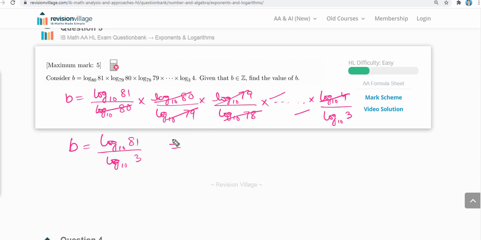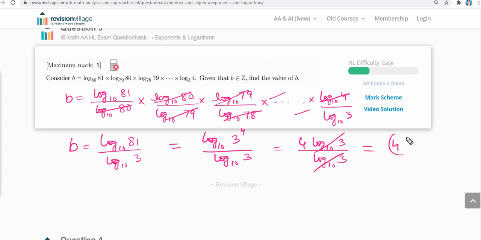So we can write 81 as 3 to the power of something. So it'll be like log 10 of 3 to the power of 4 is 81, because 3 times 3 times 3 times 3 is 81, divided by log 10 of 3. So it'll become 4 log 10 of 3 divided by log 10 of 3. So we'll cancel these two, log 10 of 3, and then we'll get the answer of b equals 4. So this is how we'll change the base of the log and get to our answer. So this is it. Now let's move on to some medium level question.